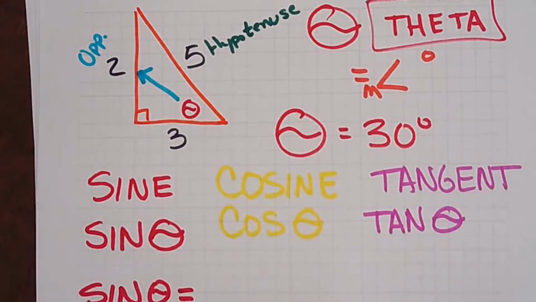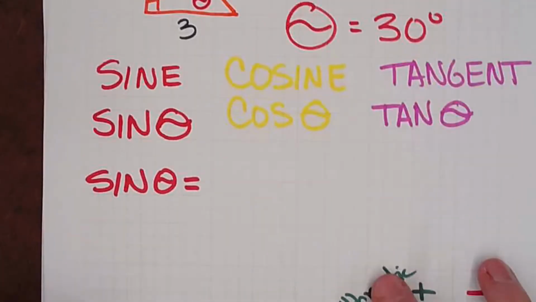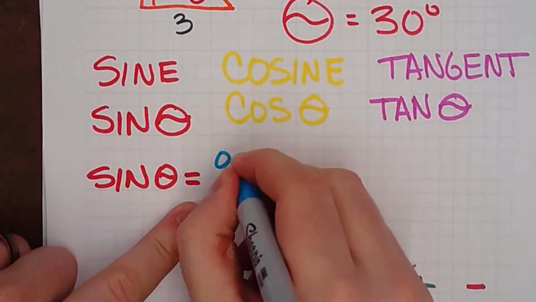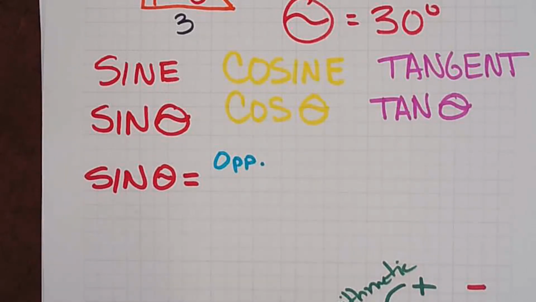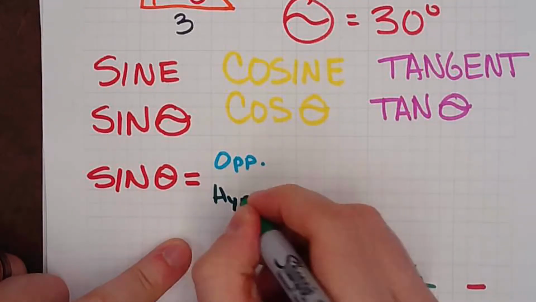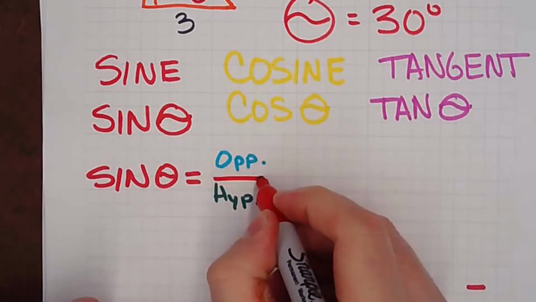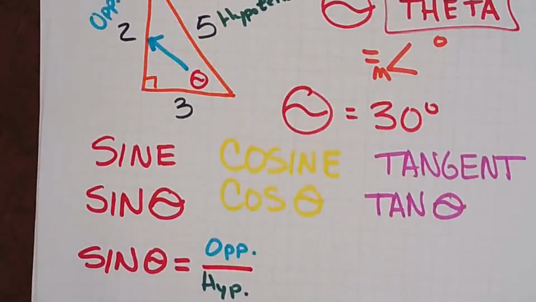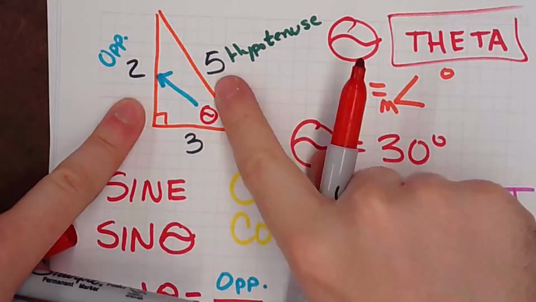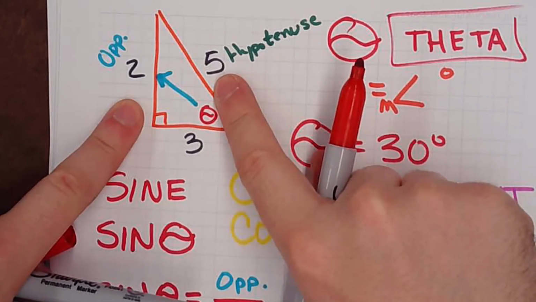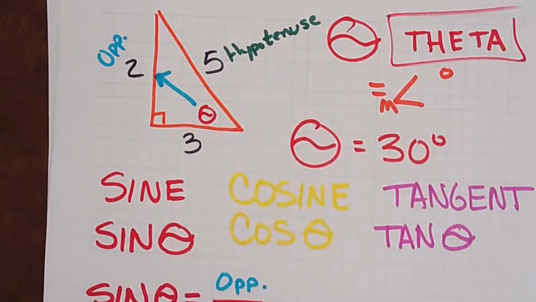So it relates the opposite to the hypotenuse. So sine of theta is going to be whatever the opposite length is over the hypotenuse length. So hypotenuse on the bottom, opposite on top. And that's what sine does. So the sine of this theta would be 2 over 5, opposite over hypotenuse.